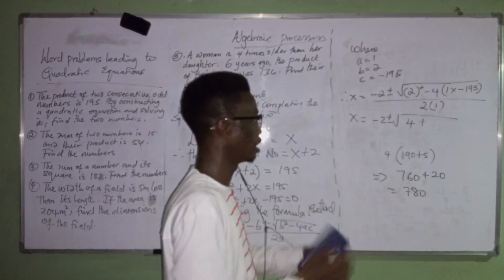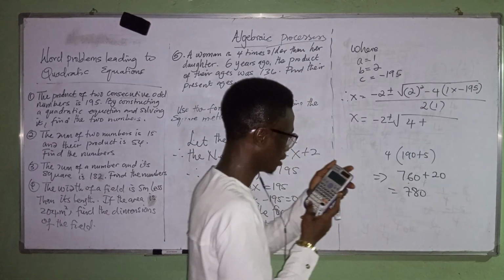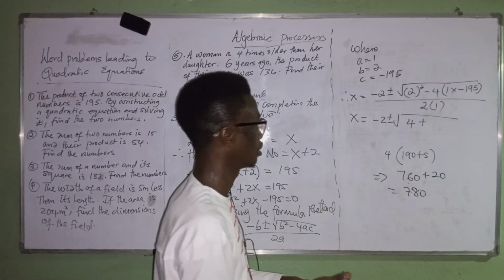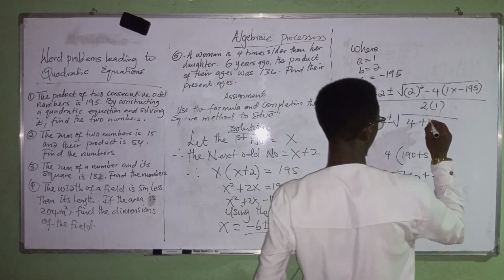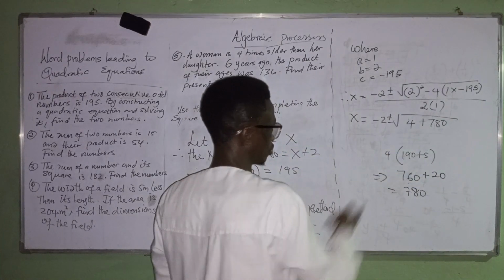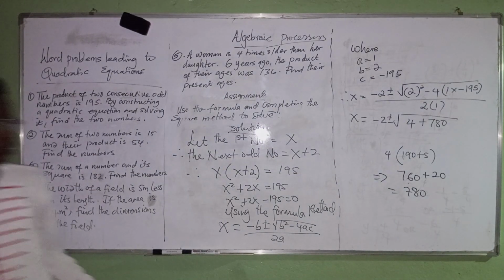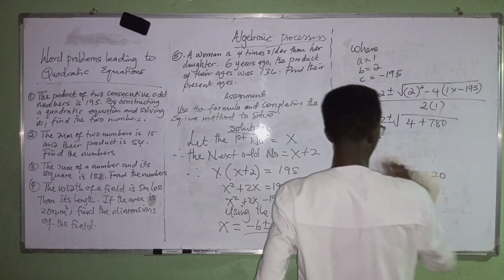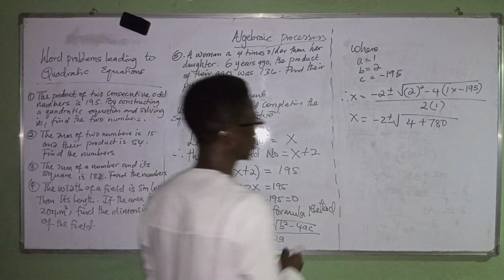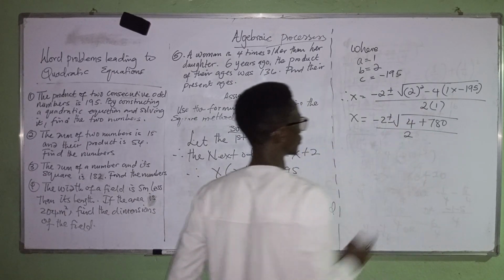And if you multiply that, let's see what you have. So 4 multiplied by 195 gives you 780 as well. Okay? So this is 780. So that's it. That is very, very simple. So you add. So everything here divided by 2.